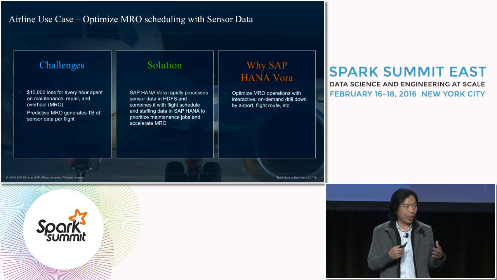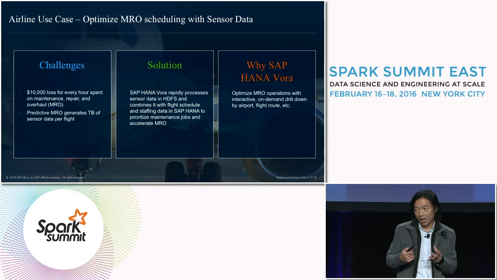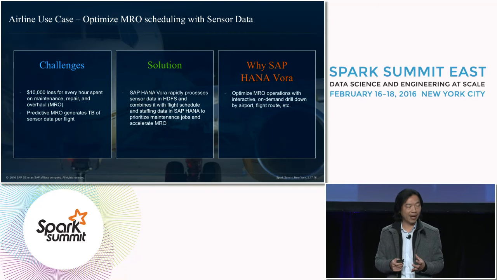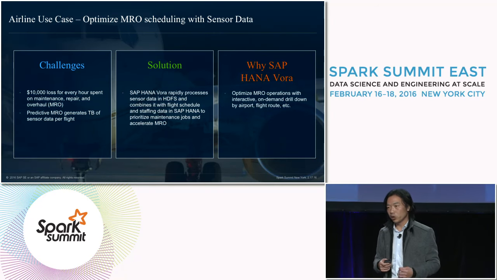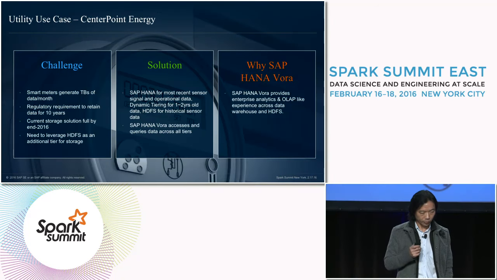And what this actually translates to for the airlines and for the business is that every hour they can save is about $10,000 worth of financial cost that they can actually save. So to them, it's a no-brainer. They want to immediately implement SAP HANA Vora together with Spark to do this.